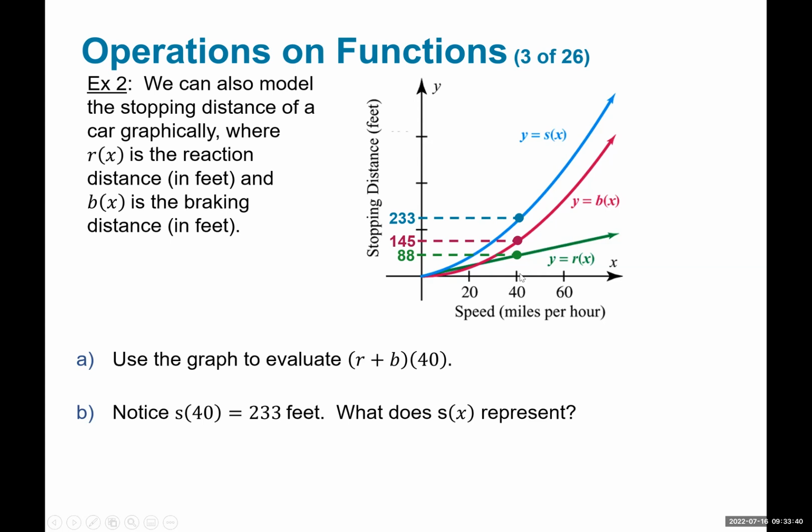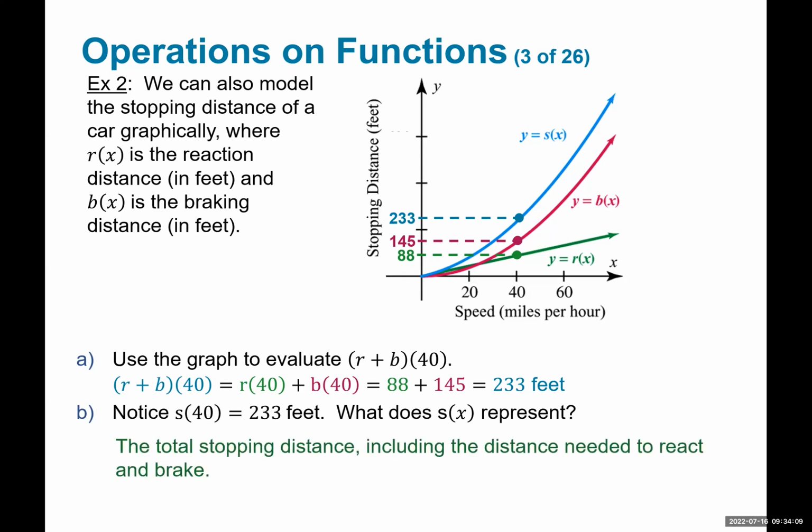So looking at 40 miles per hour, the reaction distance is 88 feet. The braking distance is 145 feet, sorry. And when you add those together, you get your 233 feet. So this represents the total stopping distance needed when we have the reaction and the brake distance.